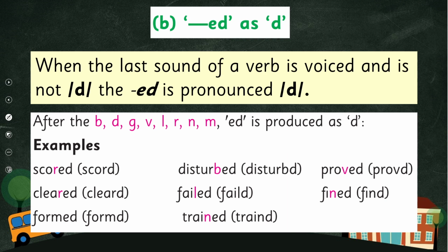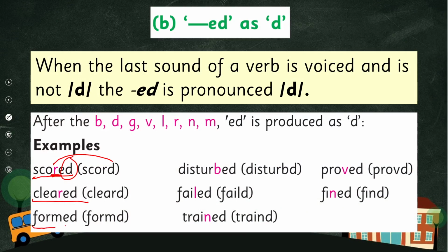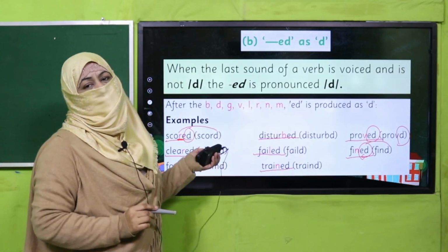Here is the practice from your book. The examples are scored. Before ed, there is a voiced sound and it is sounding as d. Cleared, formed, disturbed, failed, trained, proved, find.